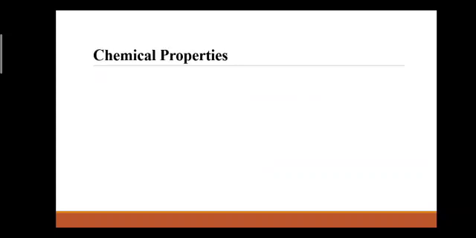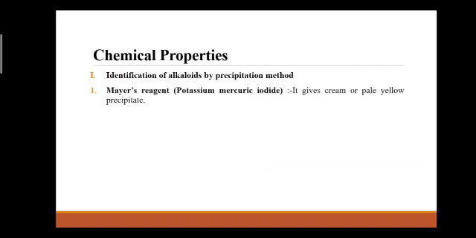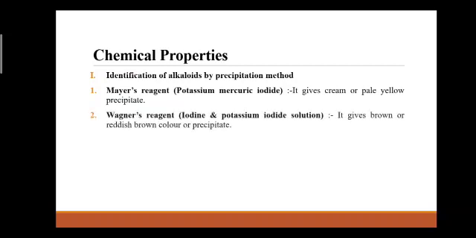Next point, chemical properties. In that, first, identification of alkaloids by precipitation method. First, Mayer's reagent (potassium mercuric iodide). It gives cream or pale yellow precipitate. Second one, Wagner's reagent (iodine and potassium iodide solution). It gives brown or reddish brown color or precipitate.